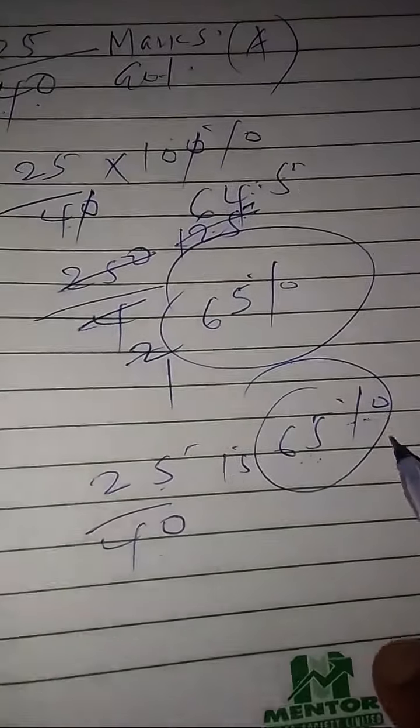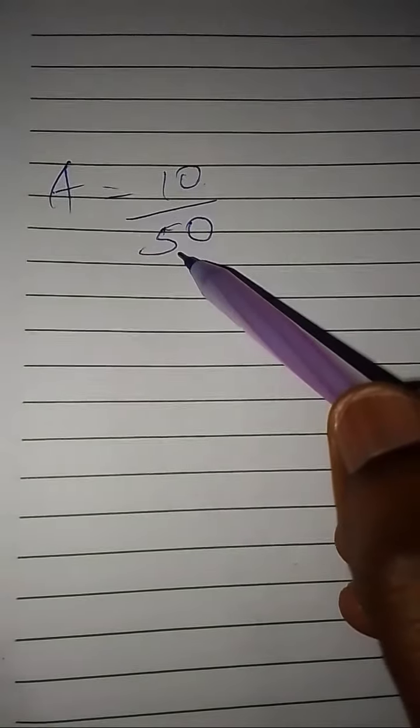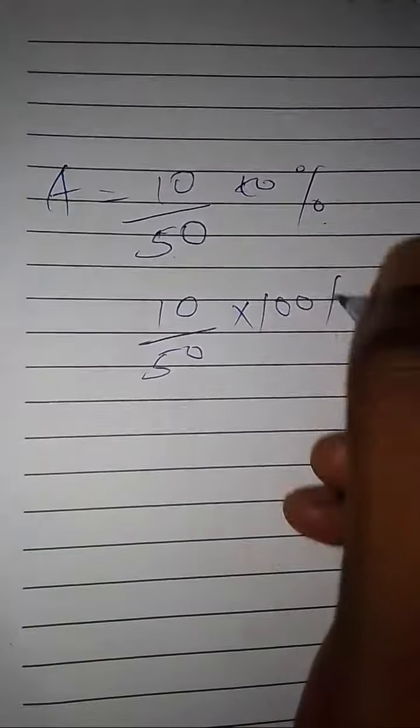Now let's pick another example where, for example, student A has scored 10 out of 50. You need to convert this into a percentage. When you convert this into a percentage, we're going to multiply this number out of 100. So you shall have 10 out of 50 multiplied by 100%.